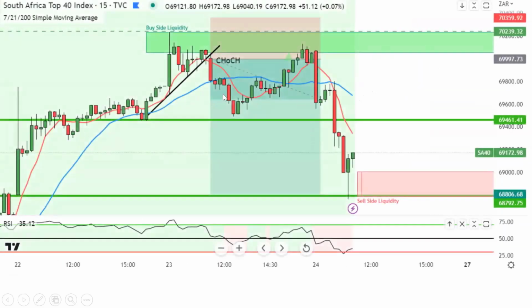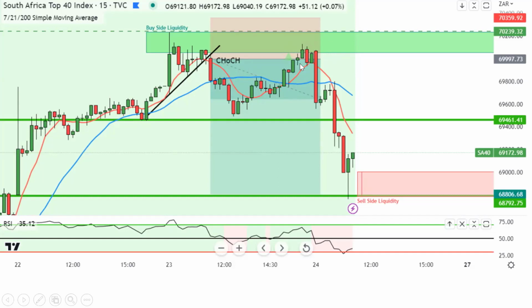You can see there was a change of character after these break of structure to the upside. There was a break of structure, there was a change of character to the downside, went back up. You can see we're using a 15-minute chart. Some people even use a 1-minute chart. Look, once you are in the trade on a 15-minute basis, it's okay to watch the 1-minute chart to see how it moves.